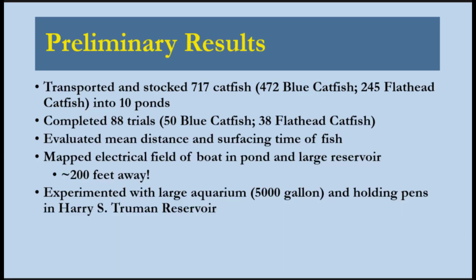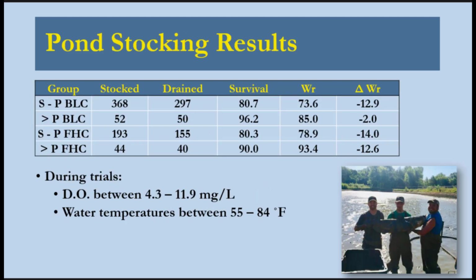In total, we transported just over 700 catfish to 10 of the ponds, and we completed 88 trials. Using the drone footage, we squeezed out a little more data with mean distances and surfacing times of the fish. We also mapped an MDC electrofishing boat, 200 feet in all cardinal directions and diagonals, and we were able to experiment with a big State Fair aquarium tank, as well as some net pen trials that we tried out on Truman Lake.